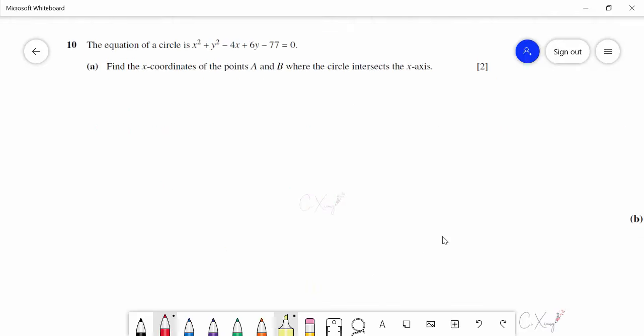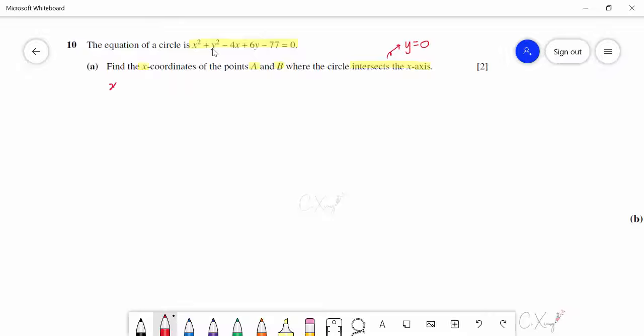All right, so now we are at question number 10. From question number 10, they give us the equation of the circle. They want us to find the x coordinates of the points A and B where the circle intersects the x-axis. When the circle intersects the x-axis, it tells us that y equals 0. So to find the x coordinates, you just let y equal 0 in the circle equation.